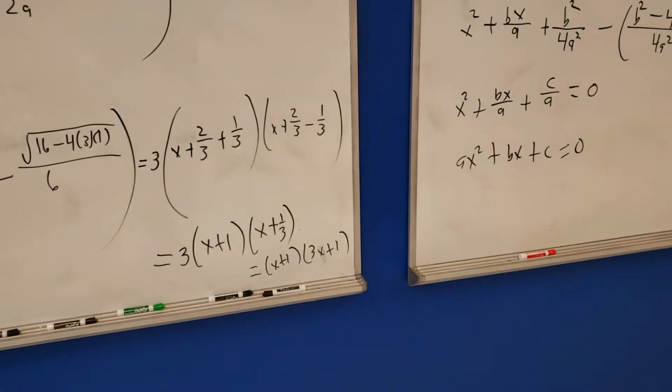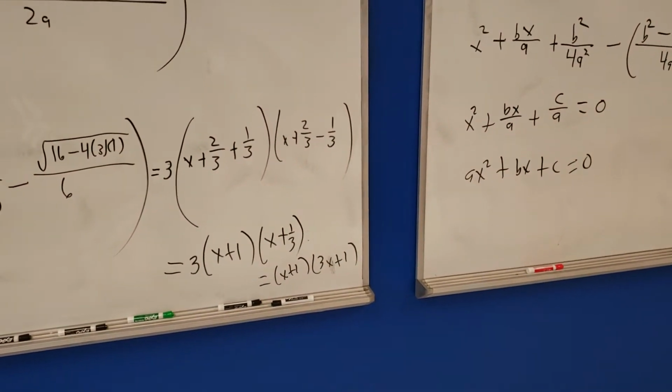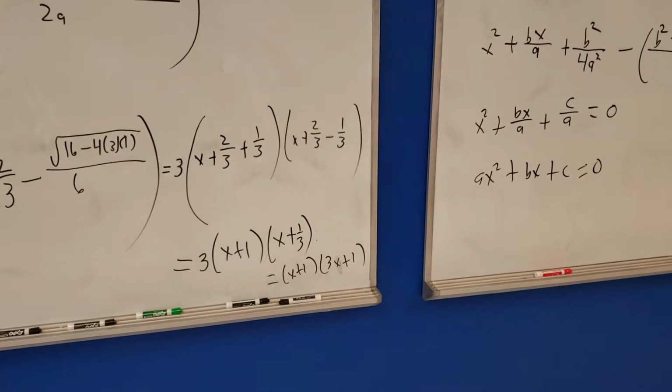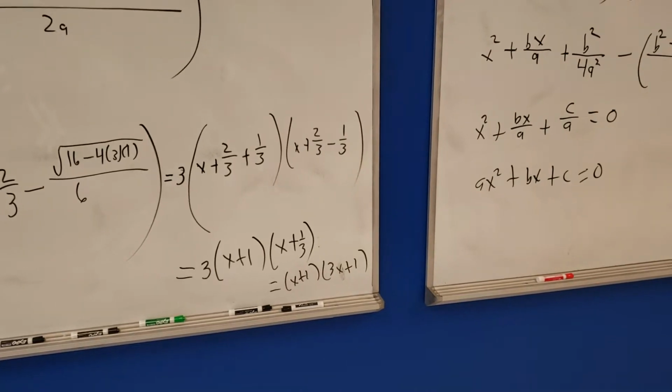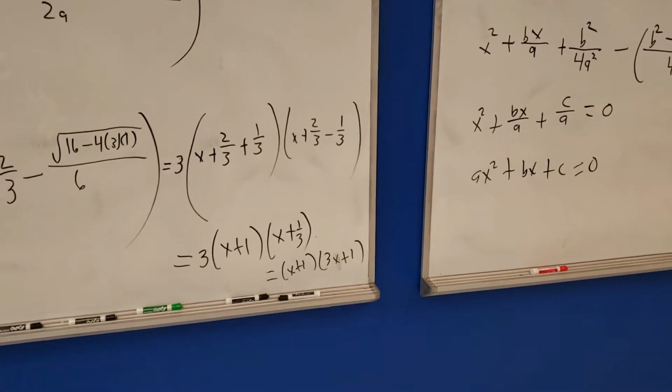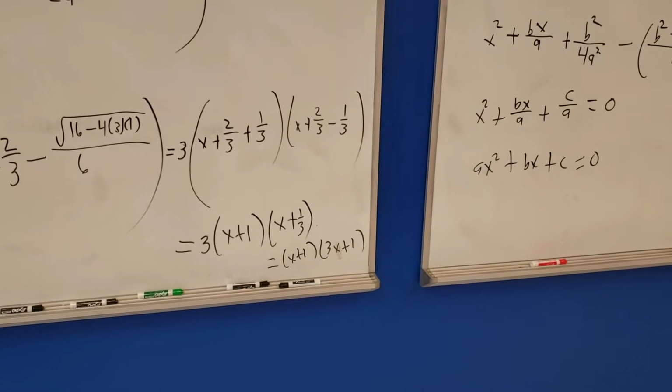But now, by associativity, I can add 2/3 and 1/3 to get 3/3, which is 1. I can subtract 1/3 from 2/3 on that other one to get 1/3 positive. And I get 3 times x plus 1 and x plus 1/3.